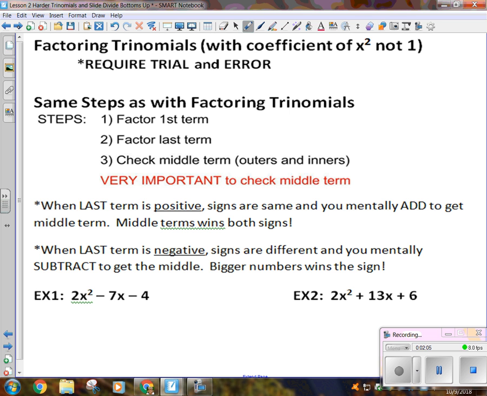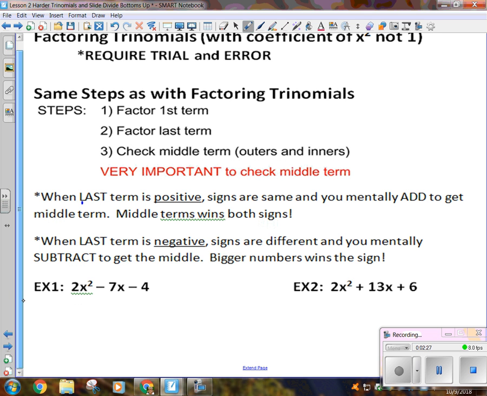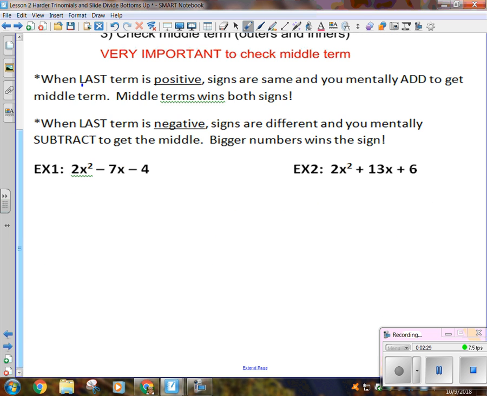Now, everything that we've been doing the past few days, when the last term is positive, the signs are the same, and you'll mentally add to get the middle. The middle term wins both signs. When your last term is negative, that's a clue that the signs are different, and you're going to mentally subtract to get the middle, and the bigger number wins the sign. Those kinds of things that we've been practicing won't change. What is going to change? All right, let's jump in and do the first one.